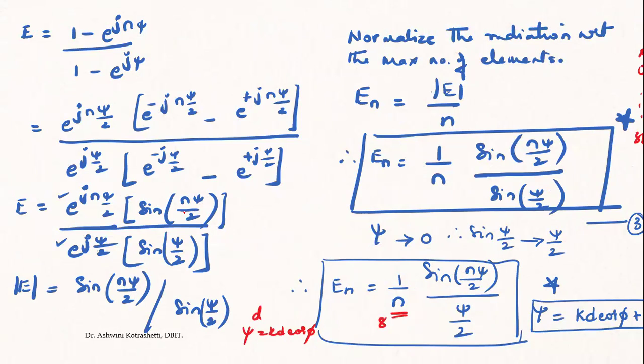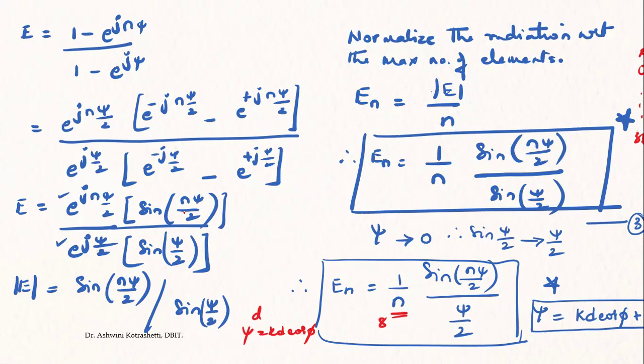In the next step, if you go further, you will see there is some more arrangements done. That E, in the top left corner, is further divided by e raised to j psi by 2. There is a particular reason, because you want a sinc function. The last thing that you get is sine of n psi by 2 upon sine of psi by 2.